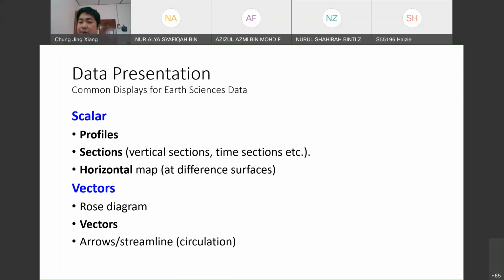So there are two ways we usually draw our data. First is scalar, another is vector. So for scalar, the common figures that we draw are profile, section, horizontal map. Horizontal map, which you just saw just now. And of course, vectors like a rose diagram. I mean, for vectors, there are also arrows or streamlines if you want to draw wind. So let's look at them one by one.